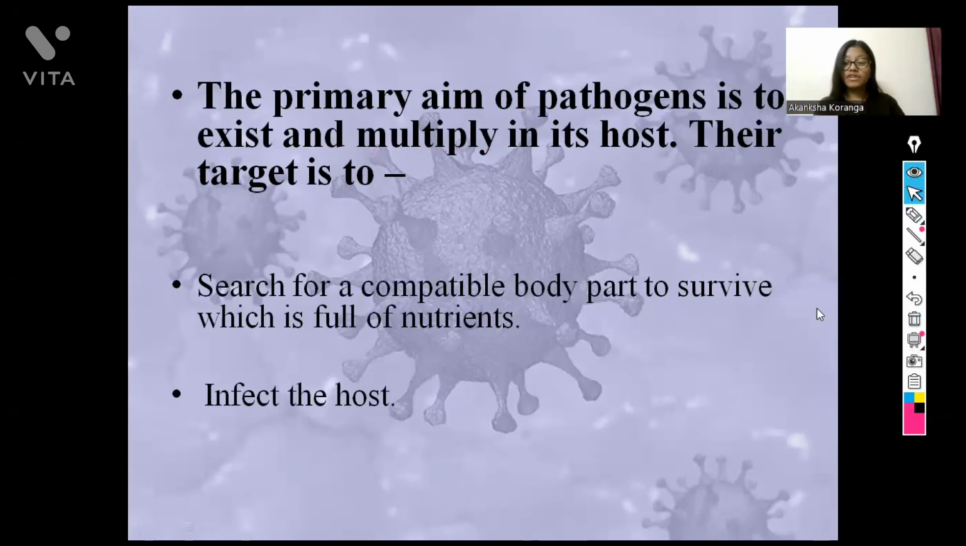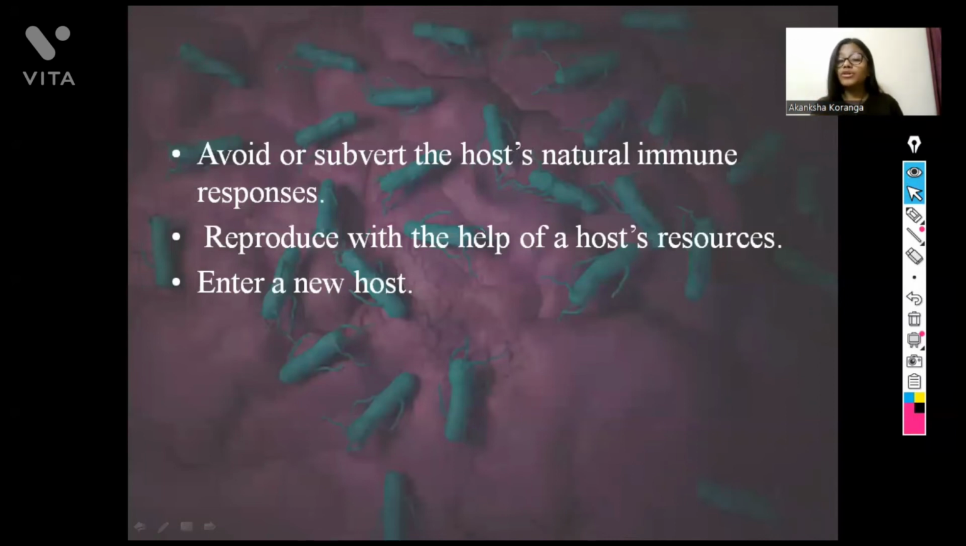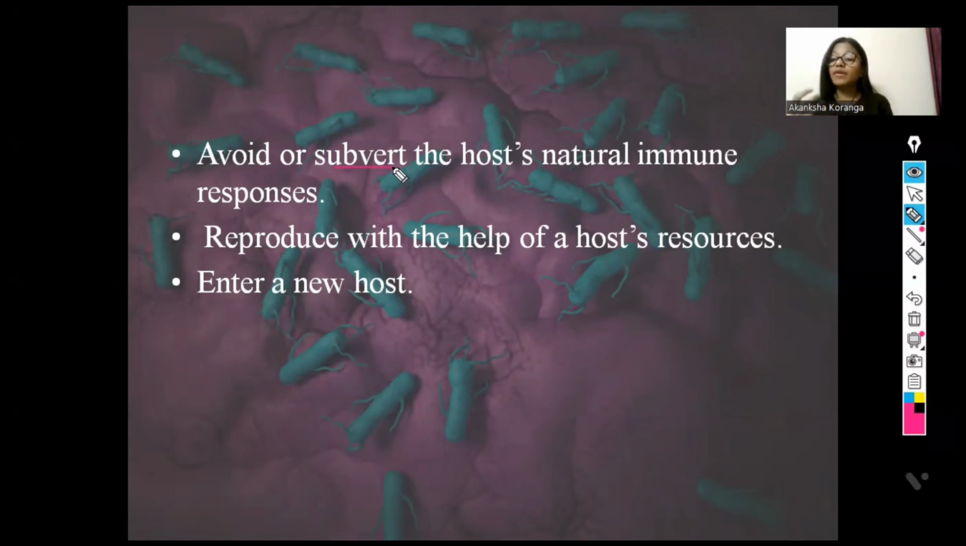Moving on to our next slide, after infecting the host, they will avoid or subvert, and subvert here means they will suppress the host's natural immune responses. Why do they need to do so? Because if they do not suppress or avoid the immune system, they will be killed by it. Whenever a pathogen or harmful microorganism enters the human body, our body reacts to it and kills those pathogens. So that's why pathogens avoid and subvert the host's natural immune responses.